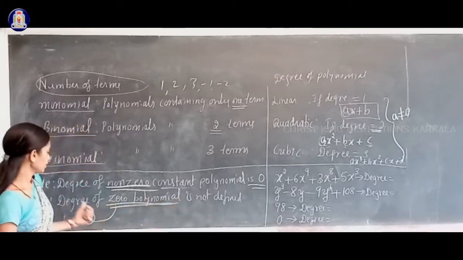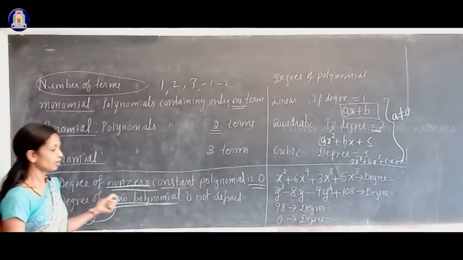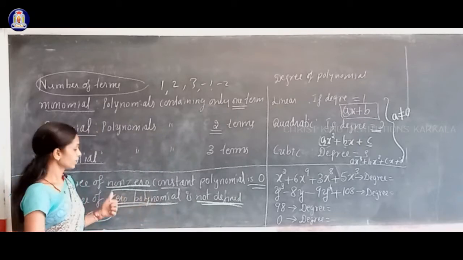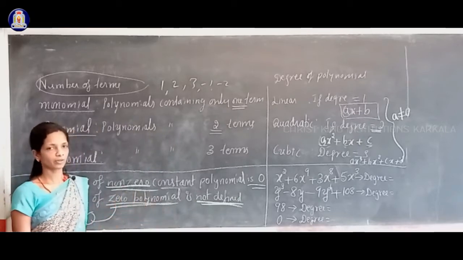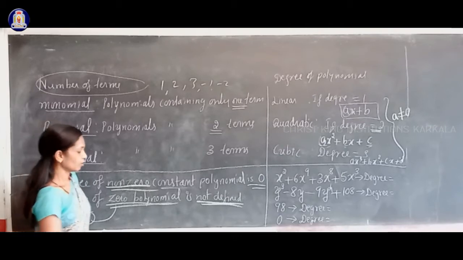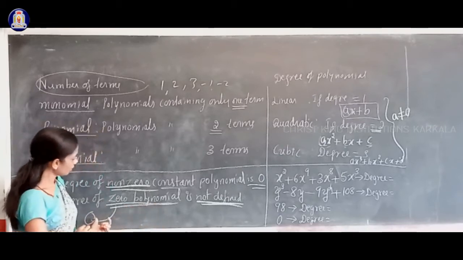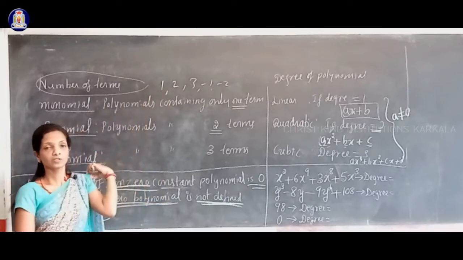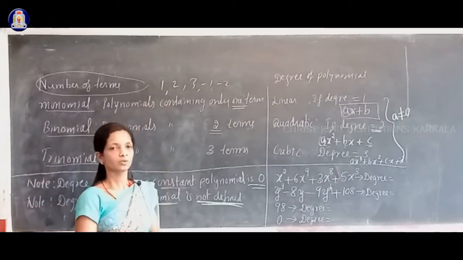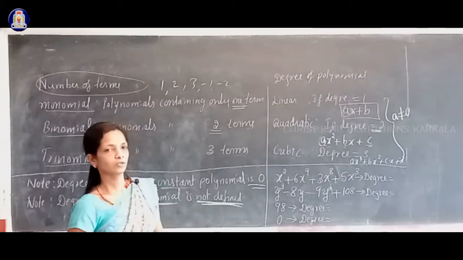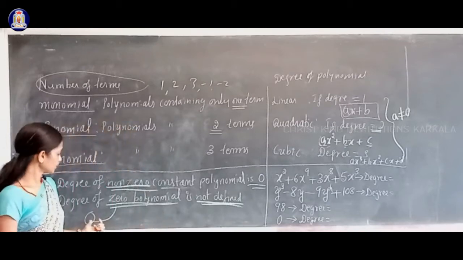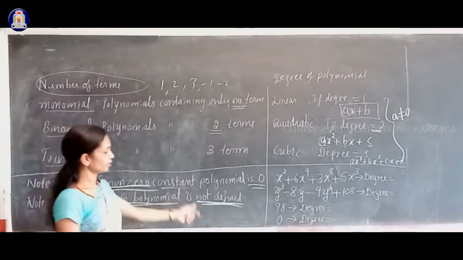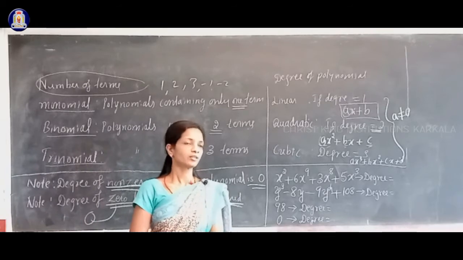And what is the degree of a zero polynomial? The degree of a zero polynomial is not defined. So which polynomial's degree is not defined? The zero polynomial's degree is not defined. That you have to keep in mind. If you are given numbers other than 0, those are non-zero constant polynomials, and the degree of that is 0. But if you are given the number 0, that is also a polynomial, a zero polynomial, and the degree of that is not defined. Like that you have to write.